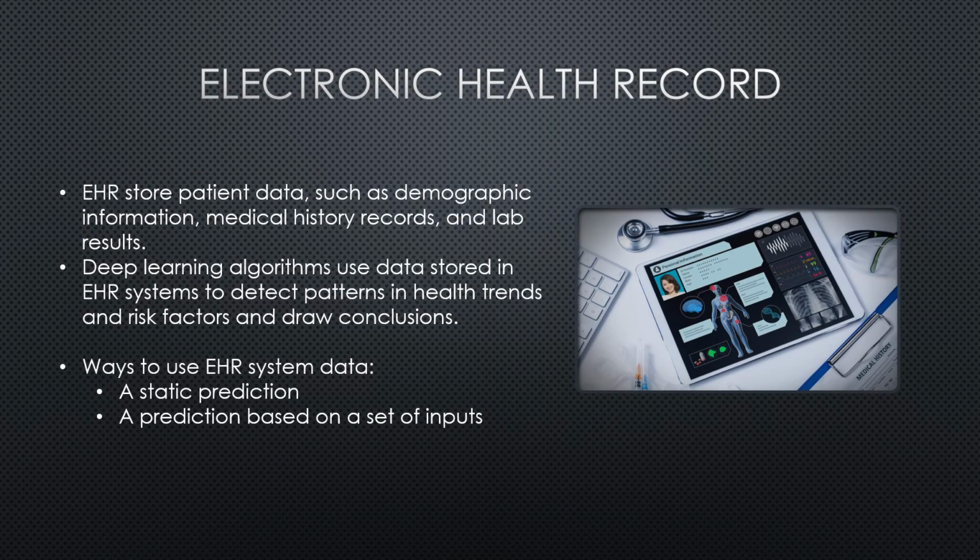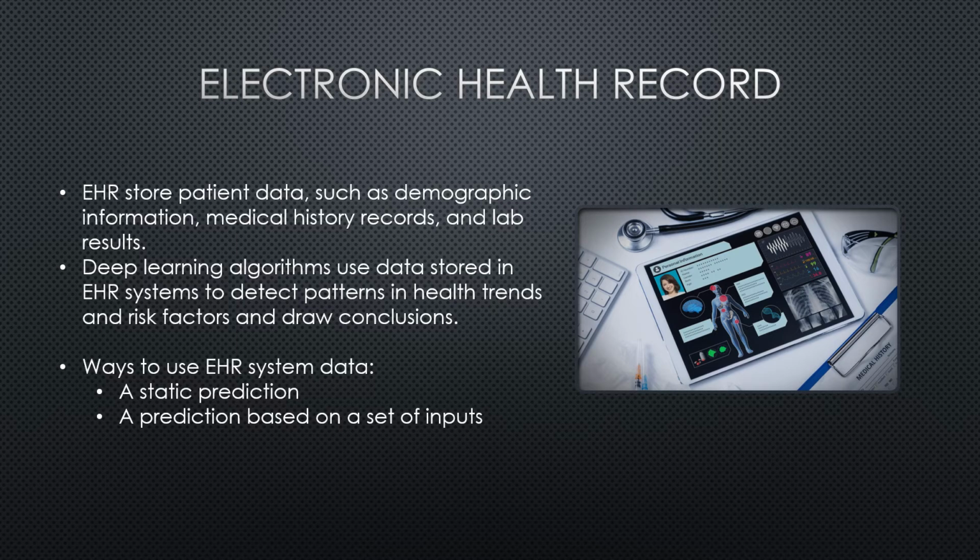Electronic health record systems, also called EHR systems, store patient data such as demographic information, medical history records, and lab results. EHR systems improve the rate of correct diagnosis and the time it takes to reach a prognosis via the use of deep learning algorithms. These algorithms use data stored in EHR systems to detect patterns in health trends and risk factors and draw conclusions based on the patterns they identify.